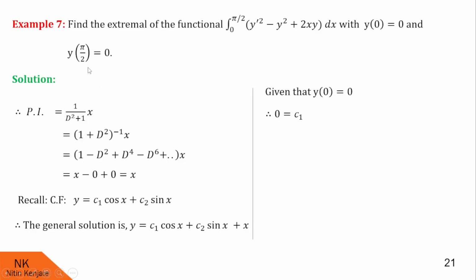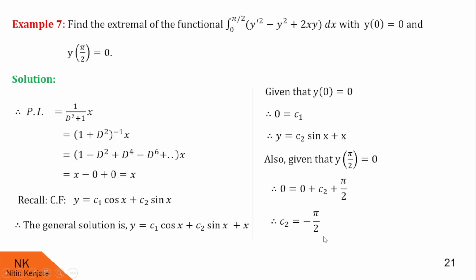Now let me substitute this second initial condition, x is equal to pi by 2 and y is equal to 0. I'm going to substitute x is equal to pi by 2 here and y is equal to 0 here. Because c1 is 0, this term does not exist now. Substituting x is equal to pi by 2 here and here, we get sin pi by 2 as 1, this as pi by 2, y is 0. So c2 is minus pi by 2.